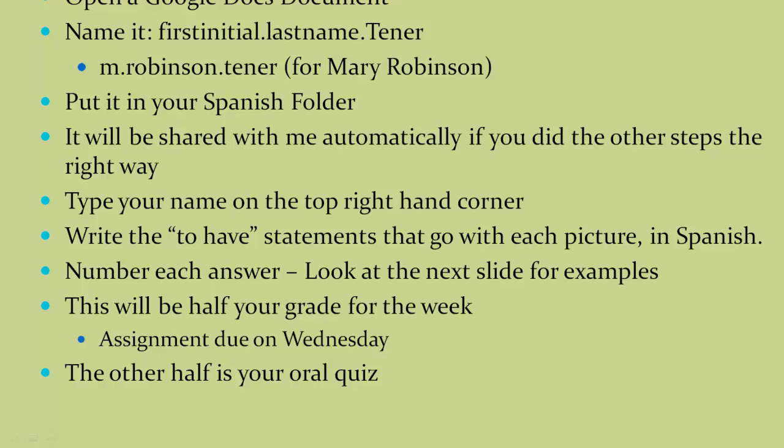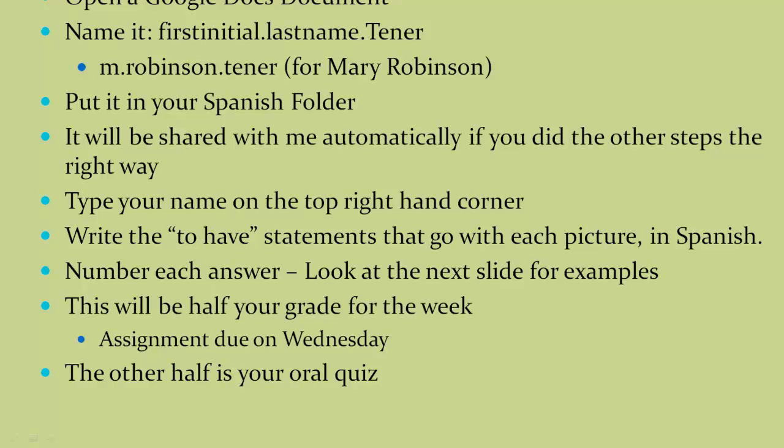Okay, and you're gonna basically have to tell me, for example, if it's a little girl holding a pencil, you're gonna say, ella, she, tiene, has a pencil, un lápiz. Okay, ella tiene un lápiz. Okay, and this will be half your grade for this week. The other half will be the oral assignment.